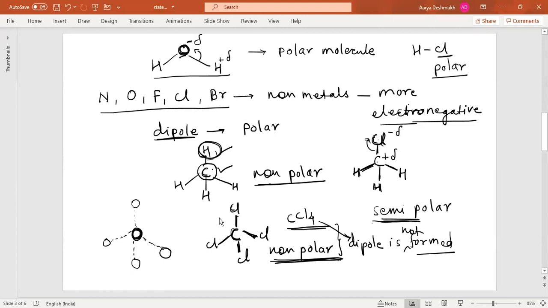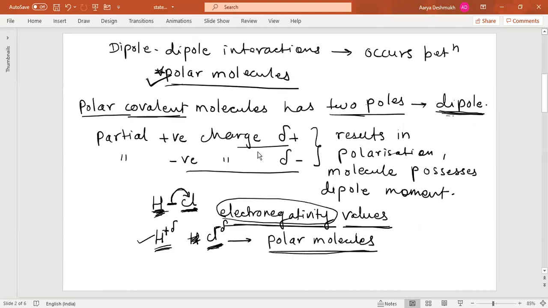This concept is also given in your textbook in chapter number 5. You can refer to chapter number 5 where this polarity concept is explained. Now, I have tried to make things simple about this polarity and non-polarity, or the polar and non-polar character of the molecule.